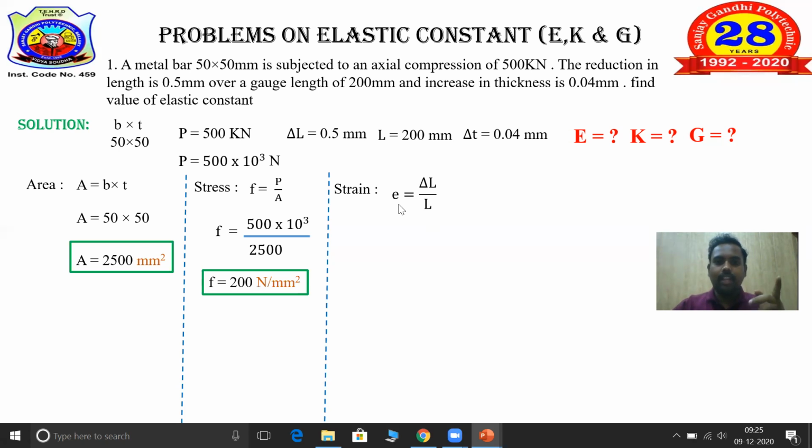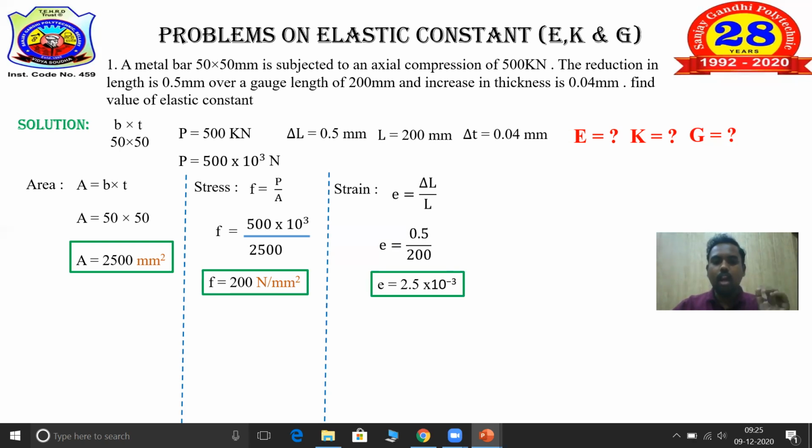Just cross check. Can we solve for this formula? E is unknown, delta L is known, yes. What about L? L is known. We have only one unknown, so we can solve for that formula. E is equal to delta L, which is 0.5, divided by L, which is 200. On substitution, I'll get this equation. Once it is done, then I can go for the calculation. So I'll get the value E equals 2.5 into 10 power minus 3, and it has no units.